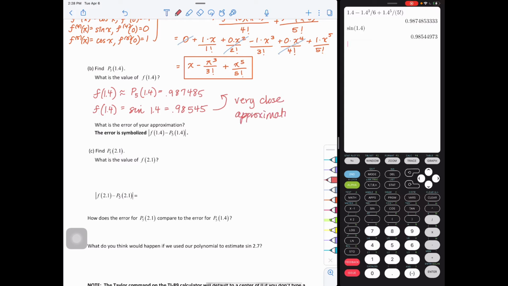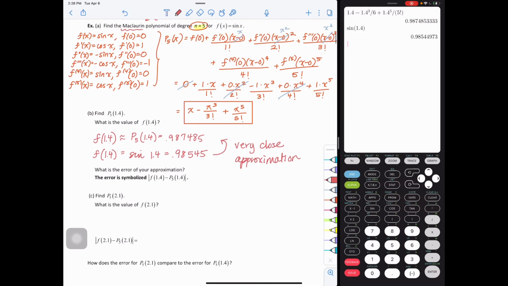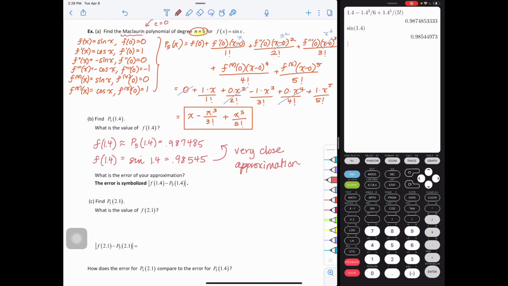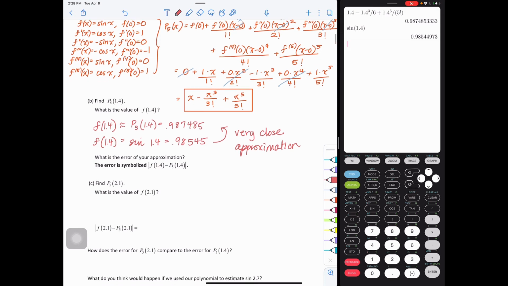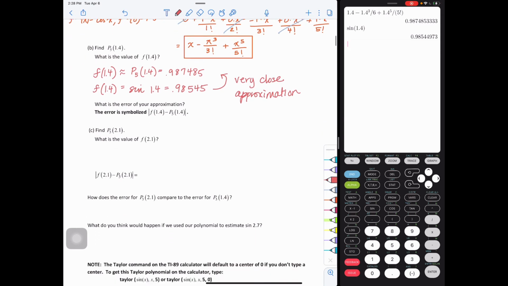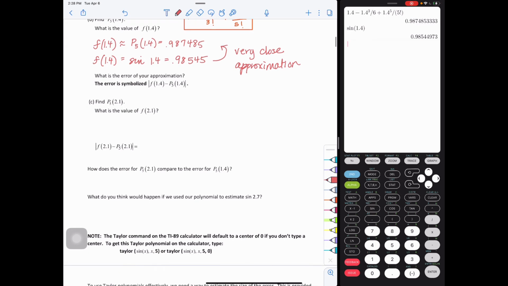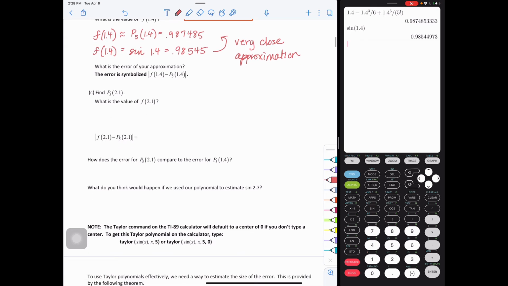So what did we do? We used a 5th degree Maclaurin polynomial to approximate the sine of x. So what is the error of our approximation? That's what our error looks like. This is actually equal to 0.98545 minus 0.987485. And if you put those in absolute values, you'll get about 0.002035. Okay?